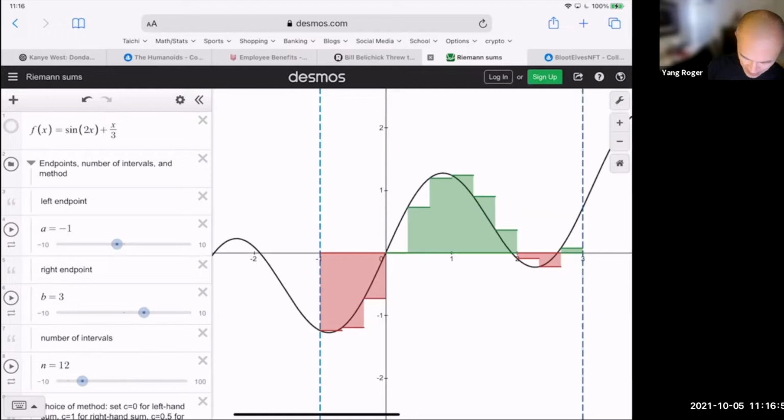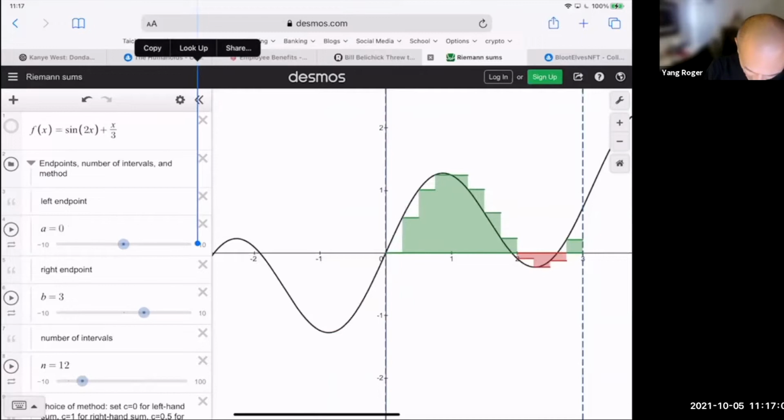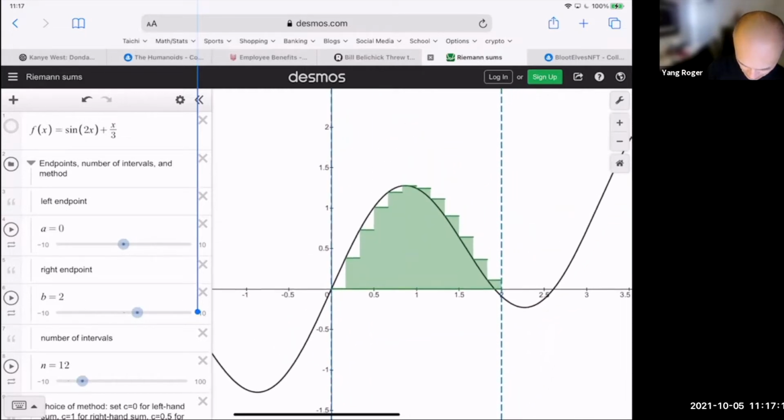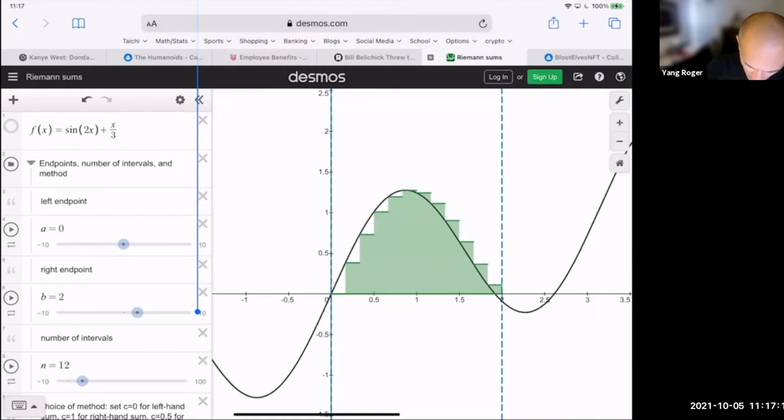Since this is our first time seeing it, I don't really want to mess with signed areas. So let's just only look at the green part. Let's move A to 0, and let's move B to 2. And now we only have green area. Okay. So if you look at this picture right here, the region that we're concerned with is [0, 2]. That's your [a, b]. And your function is this crazy sine of 2x plus x over 3. You can see that at the top left part there.